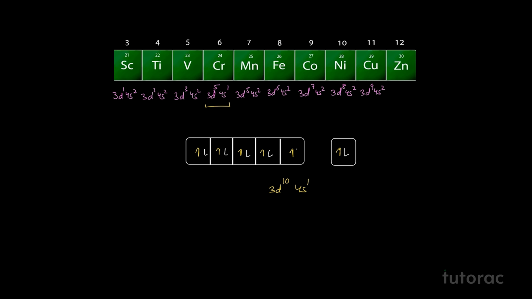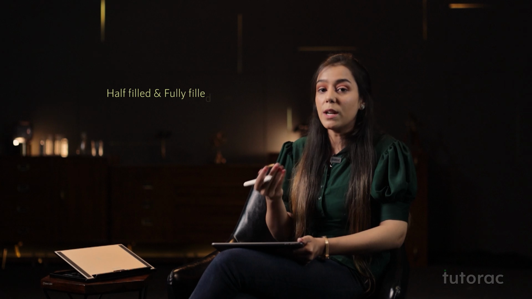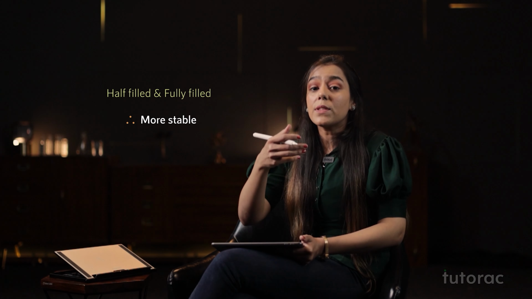So I can just go ahead and write it like this: 3d10 4s1. So this is the stable state for copper. Now, why am I saying that? Because basically the half-filled and fully filled are more stable. So if there is a possibility for them to gain that stability, they would go ahead and do that happily, and that would bring them to a stable configuration.